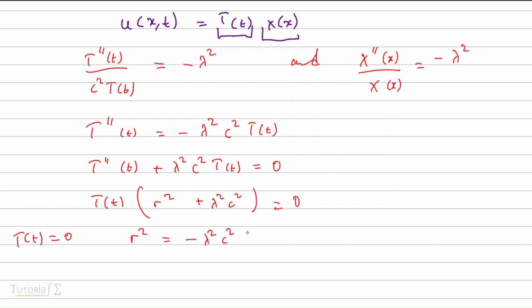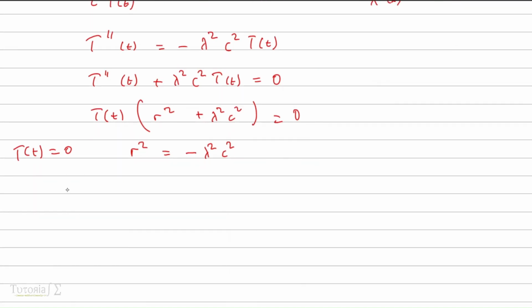Now this is where we have to do the cases. If c is equal to 0, then it doesn't matter what value of lambda we have: lambda greater than 0, lambda less than 0, or lambda equal to 0. The value of r will always be equal to 0.